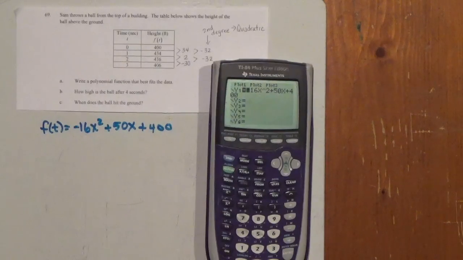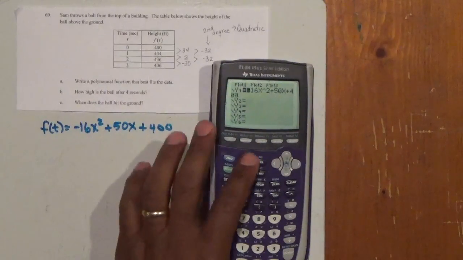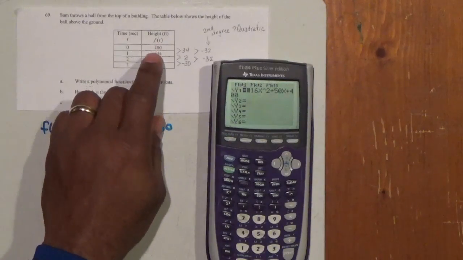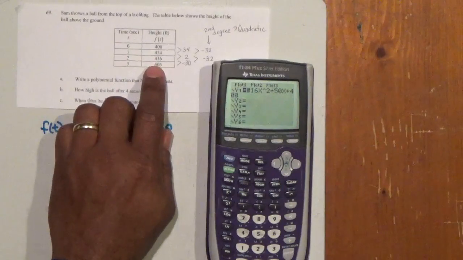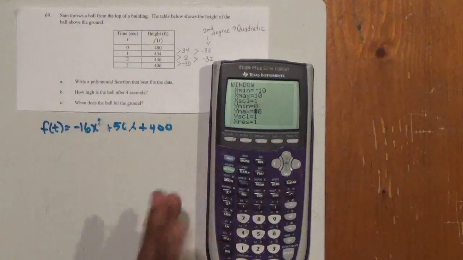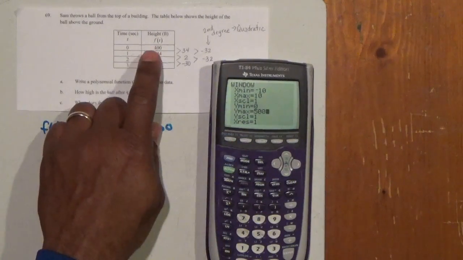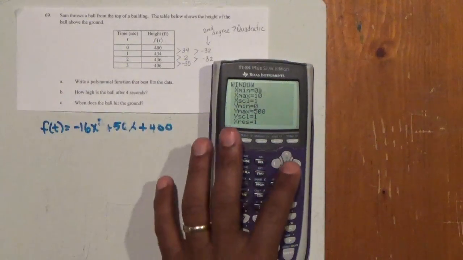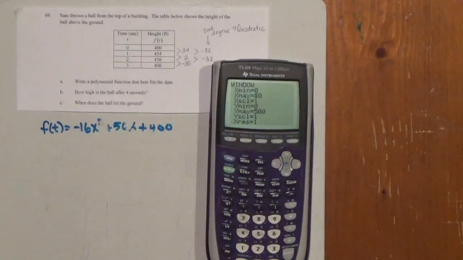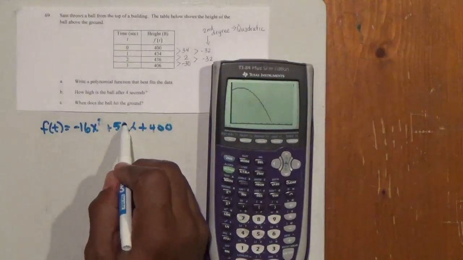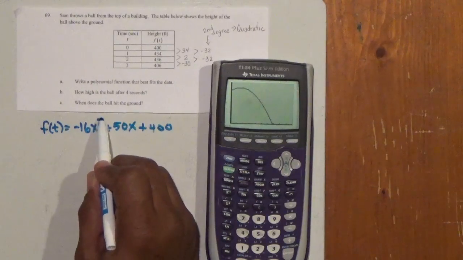Now we want to get a good window. Remember, this is a ball being thrown from the top of a building, and the highest height is 436. So we want to at least go from 0 to, I don't know, 500, because it's already in the 400s. We've been saying 0 to 10 for our x values, so we're going to keep 0 to 10 here and see what happens. And 0 to 10 works.